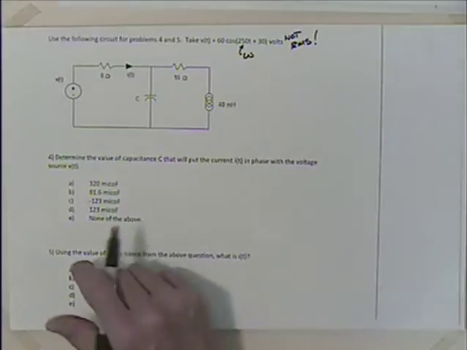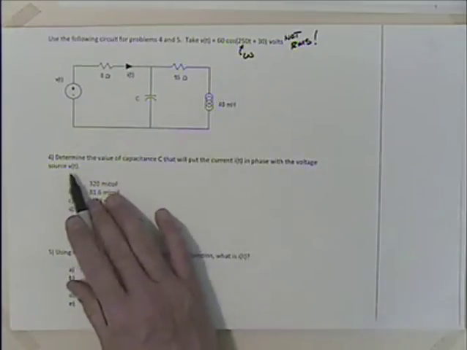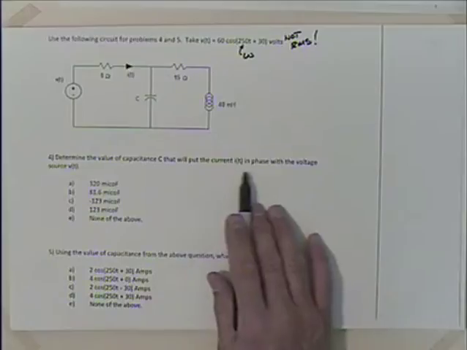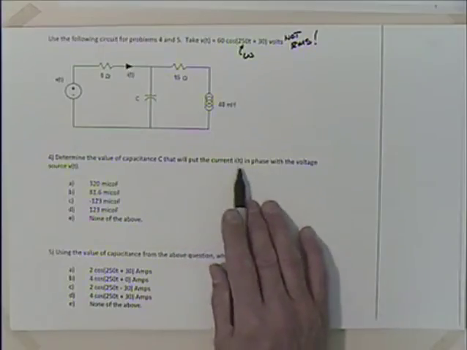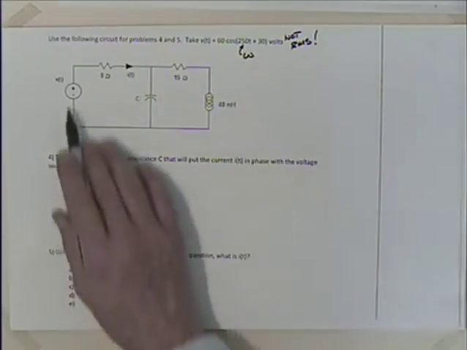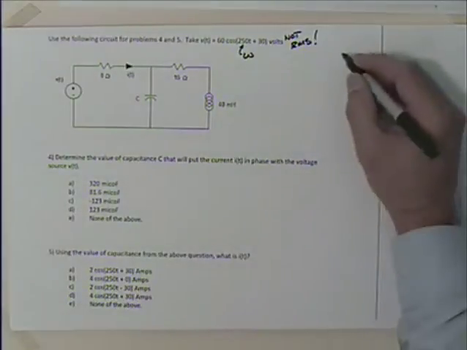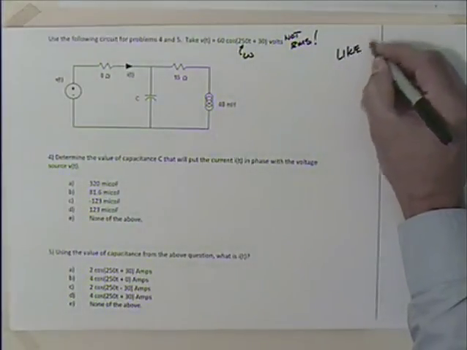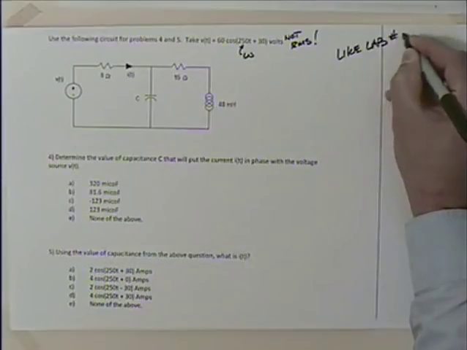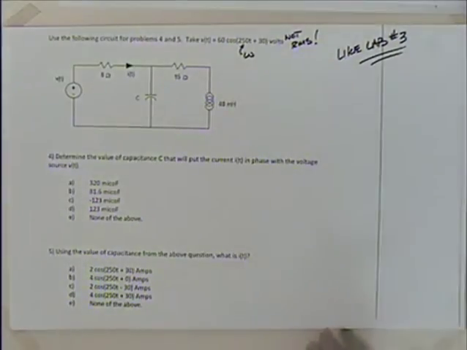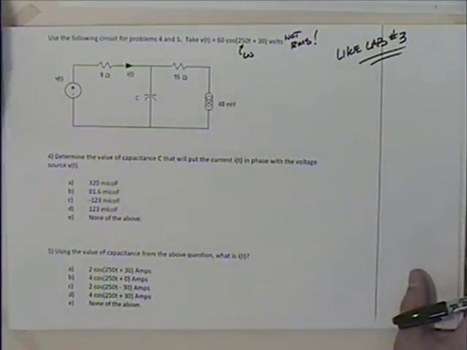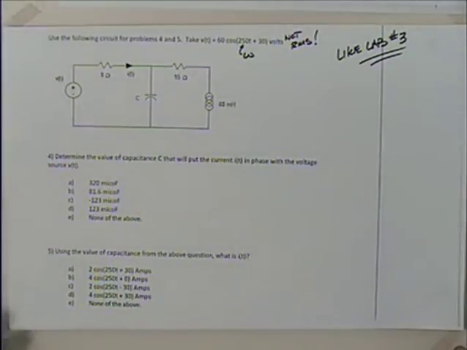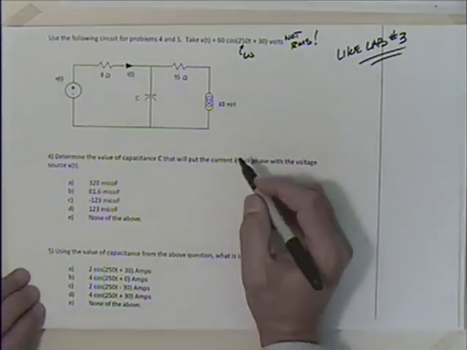And when we look at this, we've got a circuit here, and we'd like to find the value of the capacitor. We could put in, that would put the current I here in phase with the voltage source. This is really like lab number 3. I mean, sometimes it helps if you can liken it to something that you've done before and go through that. So we'll attack it much like you did laboratory number 3 or laboratory number 3's pre-calculation. So let's go ahead and do that.